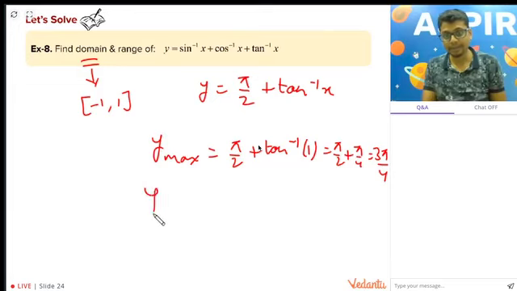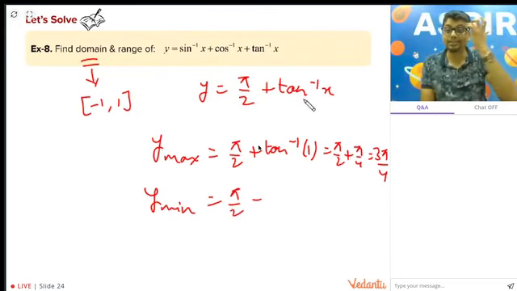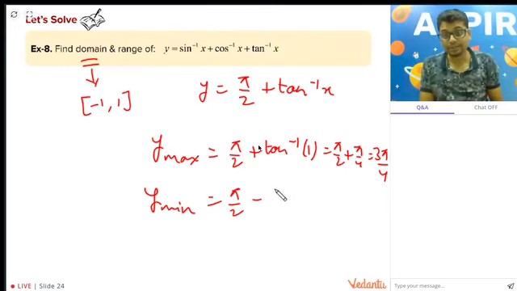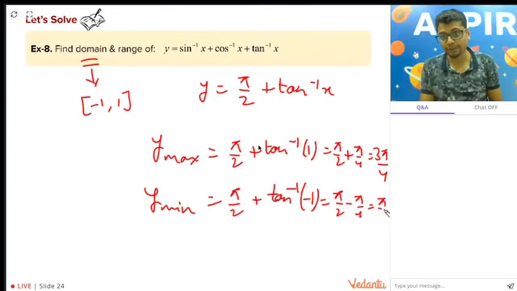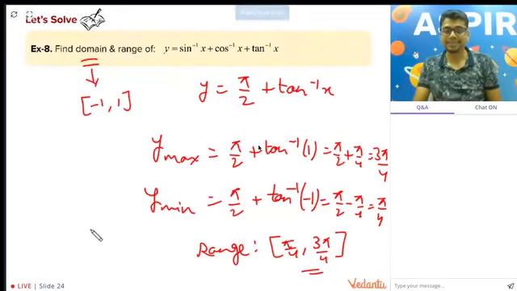And the minimum is for minimum input, because tan inverse x is an increasing function. It will be pi by 2 plus tan inverse of minus 1, which is pi by 2 minus pi by 4, that is pi by 4. So the range is pi by 4 to 3 pi by 4. In case there is doubt, please ask, and let me take a quick poll.